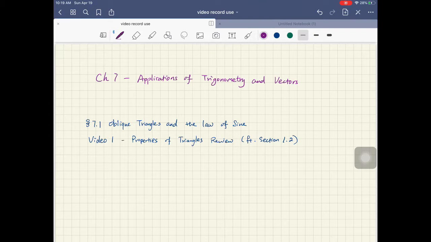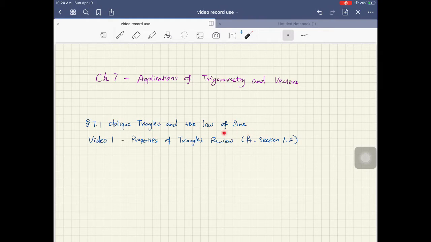This is a lecture video for chapter 7, section 7.1. In chapter 7, we are going to talk about applications of trigonometry, and in a later section we're going to talk about vectors. The first section, section 7.1, is about oblique triangles, and importantly the law of sines.